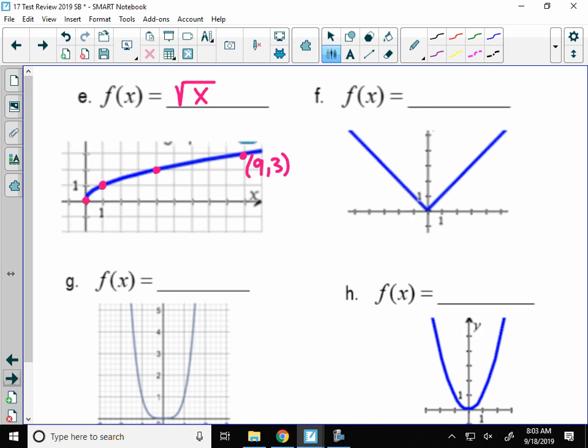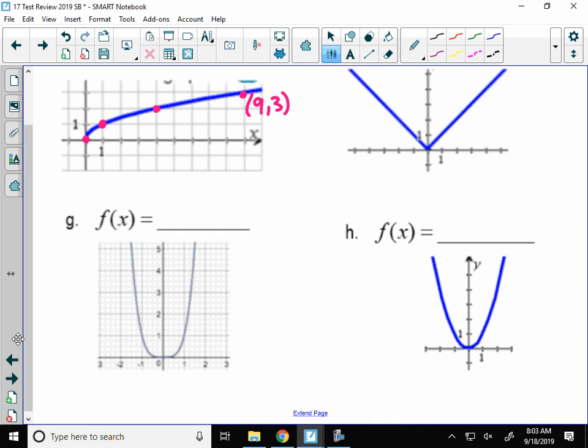This is your absolute value of x, your absolute value parent function. And these last two look very similar, but remember we look at the base, right? They both have the points (0, 0), (1, 1), and (-1, 1). But you look at the bottom.